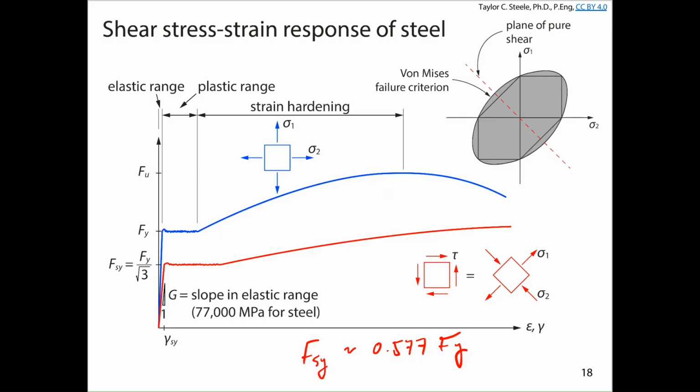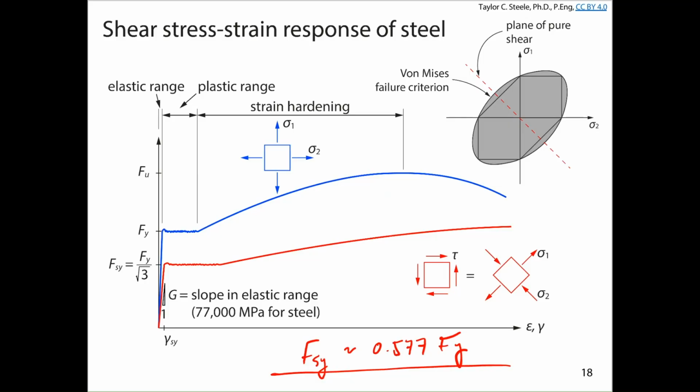Okay, so the only thing you need to take away from this slide is that when something's failing in shear, it's failing at a stress that's about 60% of the tensile strength of the material. The other thing that's important here is the stiffness of the material in shear. Generally, it tends to be about 3 times more flexible when loaded in shear. The slope in the elastic range for shear, G, is about 77,000 megapascals or 77 gigapascals. And when you're loading steel in shear, it tends to be significantly more ductile.